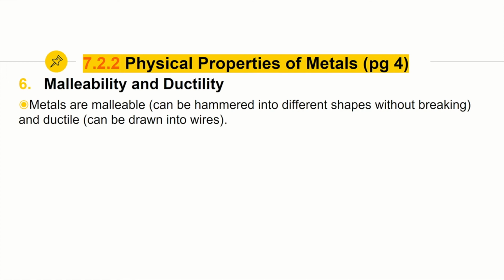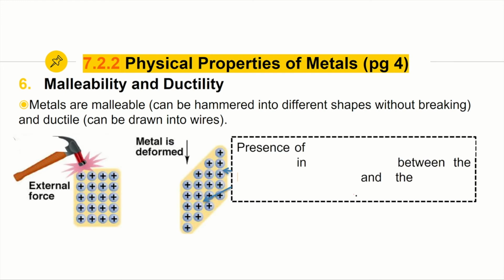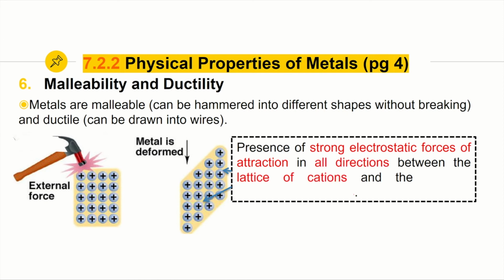Malleable means that it can be molded into different shapes, like in the shape of a car, or in the shape of a plane. And ductility means it can be stretched into tiny, thin strands of wires without breaking. So why is it that they can be molded into different shapes? It is of course because of the strong electrostatic forces of attraction in all directions between the lattice of cations and the sea of delocalized electrons.